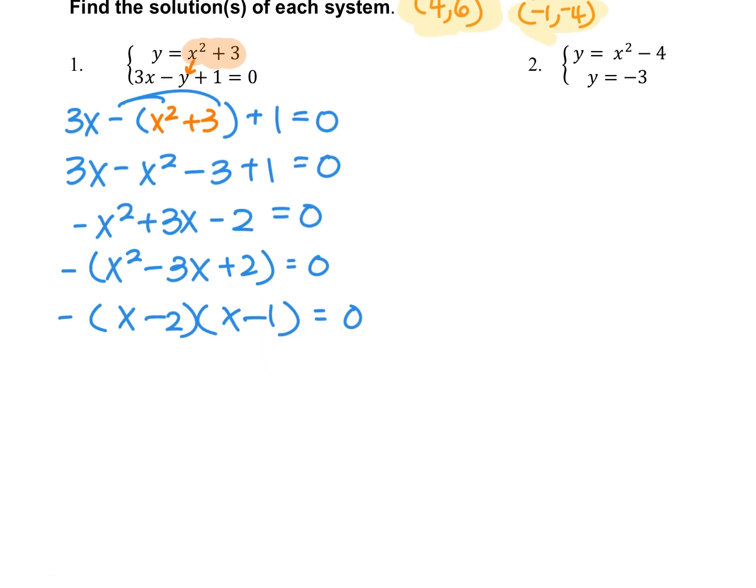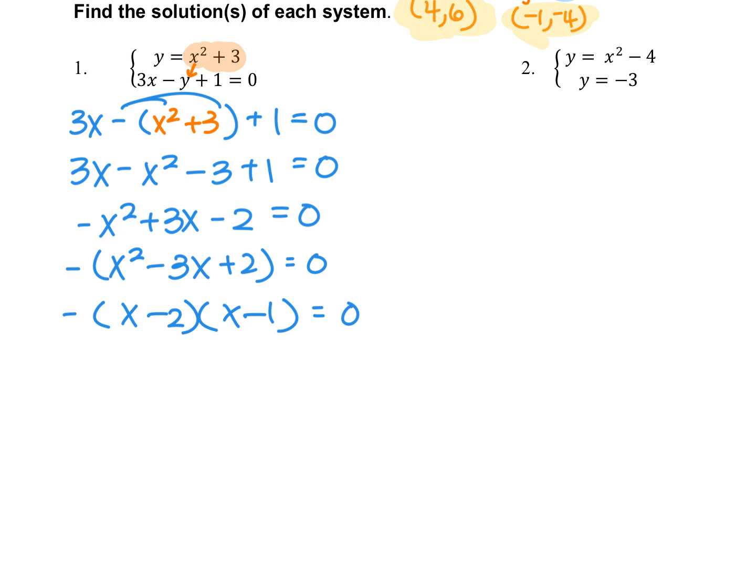And this is the same thing where I just ignore that negative because I know it's going to be negative 1 equals 0, which is nothing. So I have x minus 2 equals 0. So x equals 2. And x minus 1 equals 0. So x equals 1.